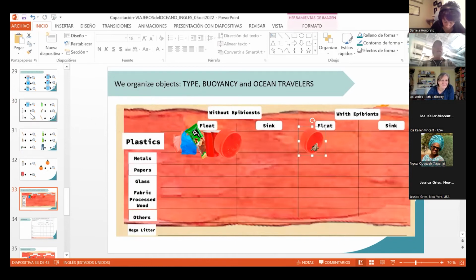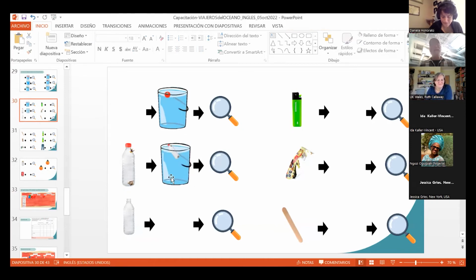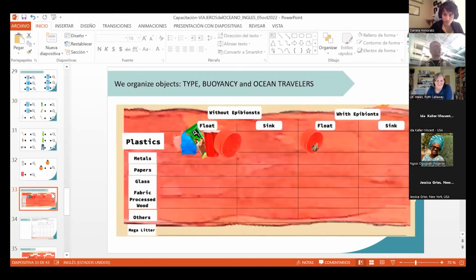And then we move to this plastic bottle that is empty, but it does have a cap. Does it float, yes or no? I think yes. Does everybody else agree? Yes, most likely. It's full of air, so it floats, and we can see it also has a bunch of epibionts. So it goes into our category with epibionts and floating.